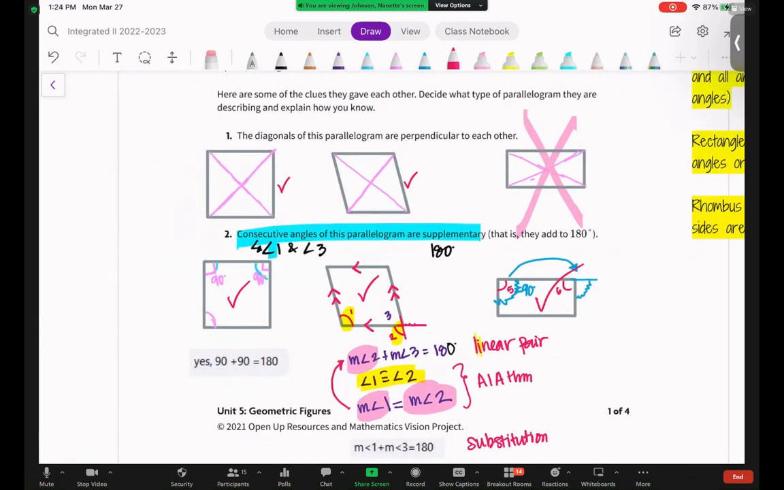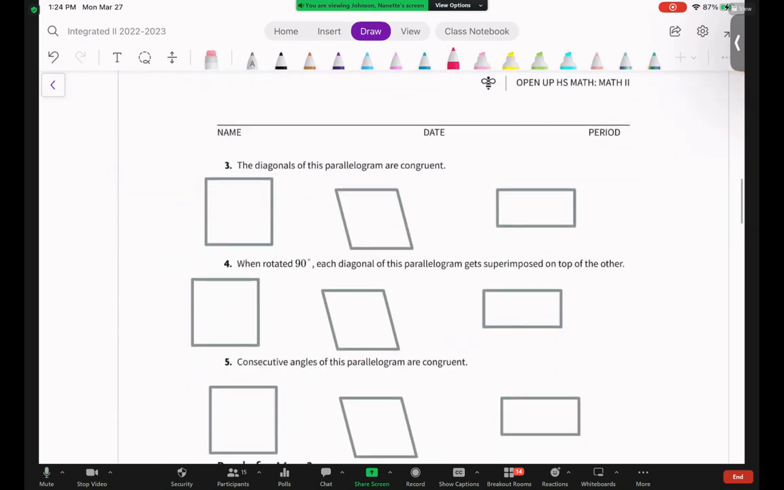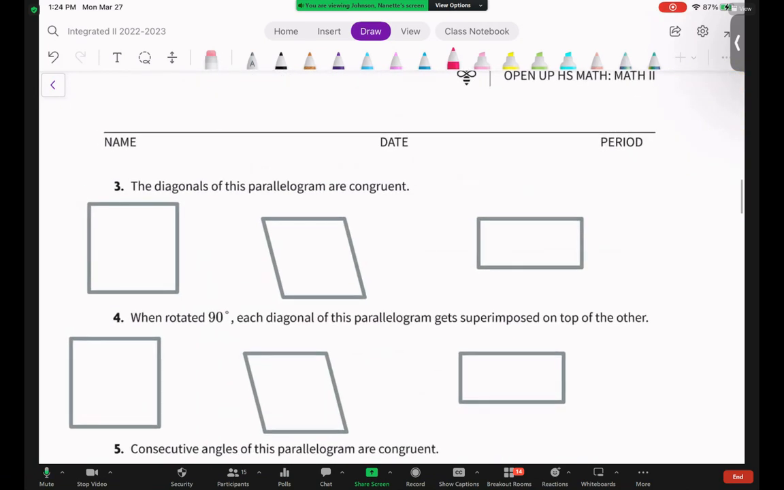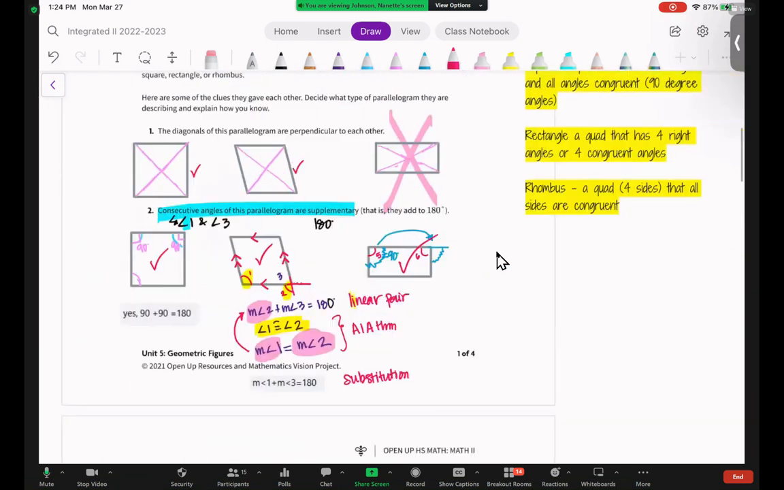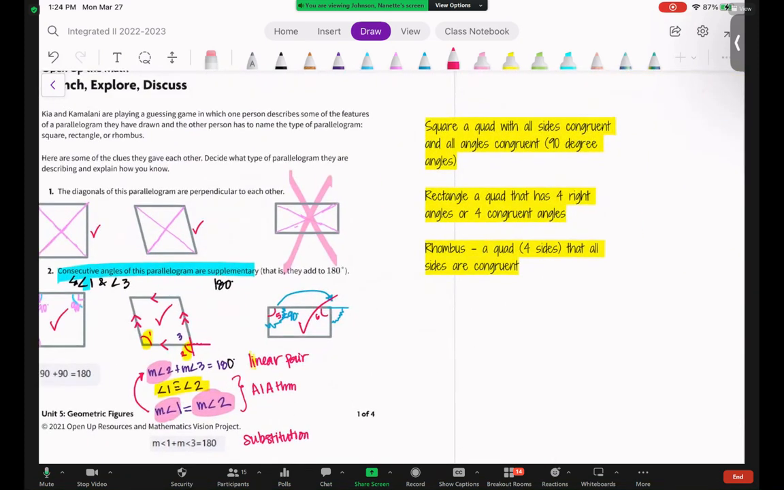Questions on this? Very good. All right, I'm going to have you guys try this one on your own. The diagonals of this parallelogram. Did you know that all 3 of these are parallelograms? So you guys should know that. I'm going to have you check this one. It says the diagonals are congruent. Are all of these diagonals congruent?